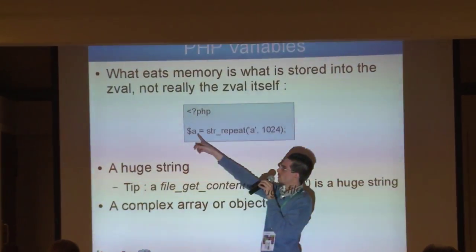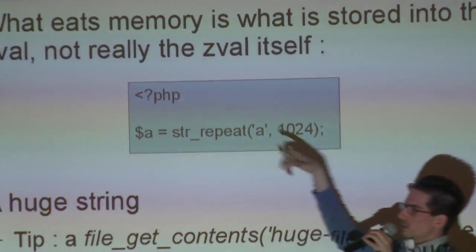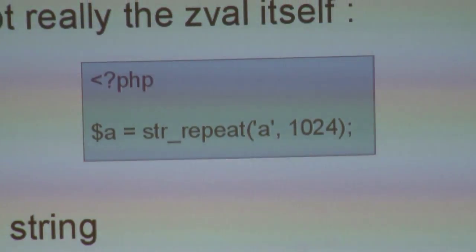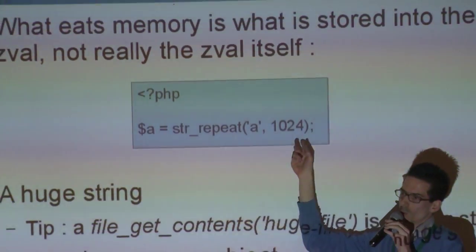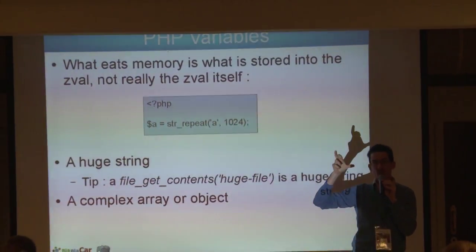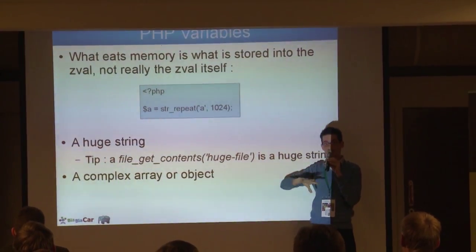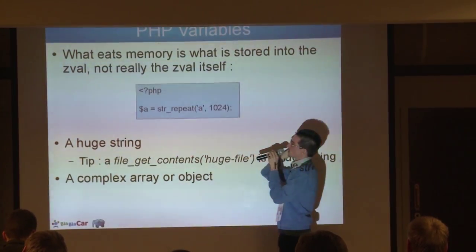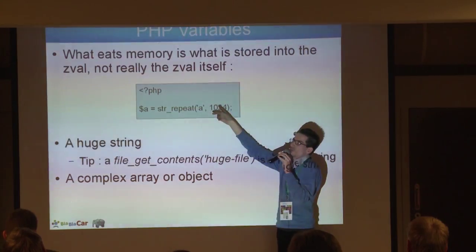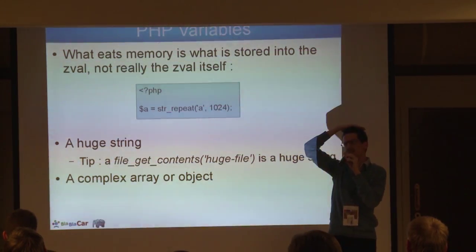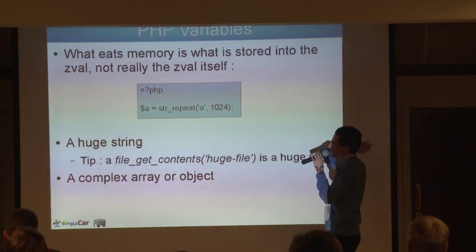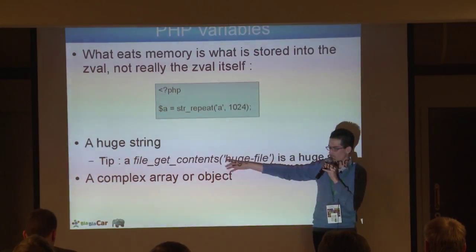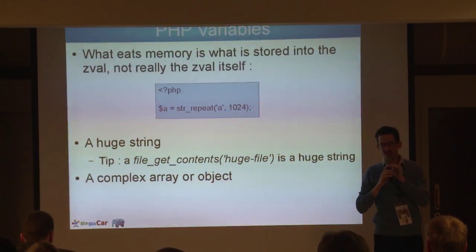So $a is a zval with a value, and the value is a pointer to a character string buffer which is 1 kilobyte allocated, plus the zval size, plus the same value size. The zval is something like 80 bytes, I think. So it's not very heavy, but a huge string is something we can see in everyday programming.